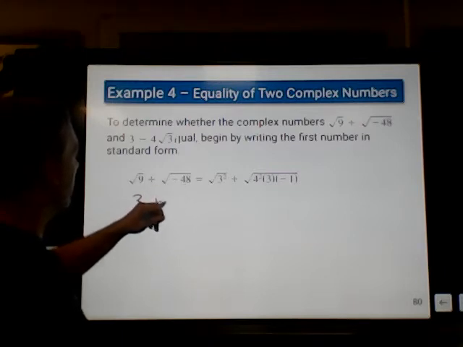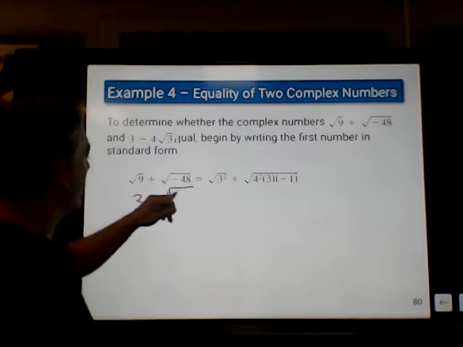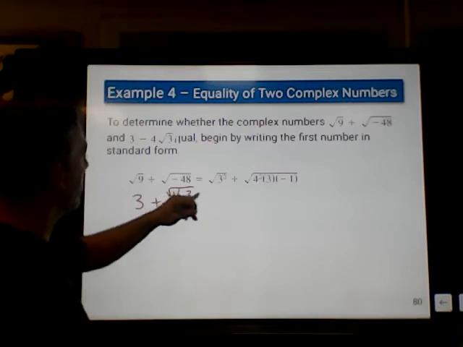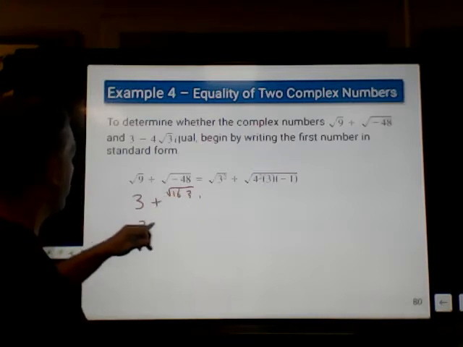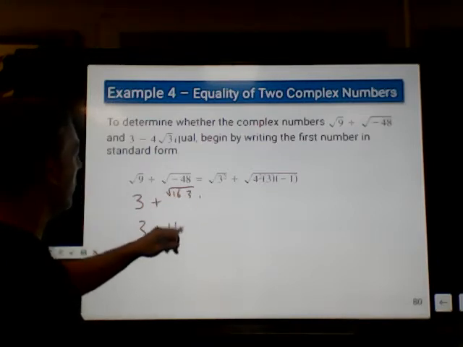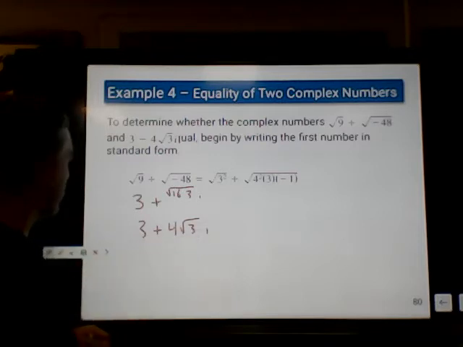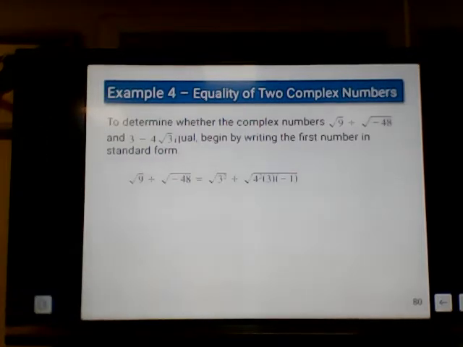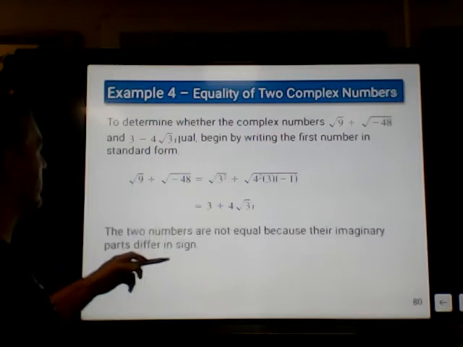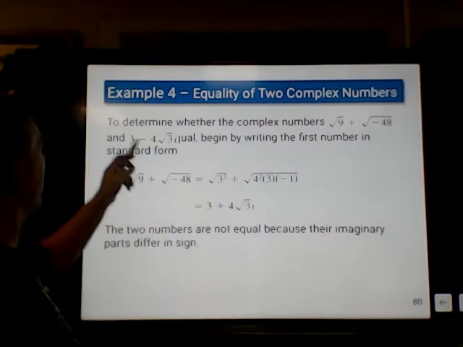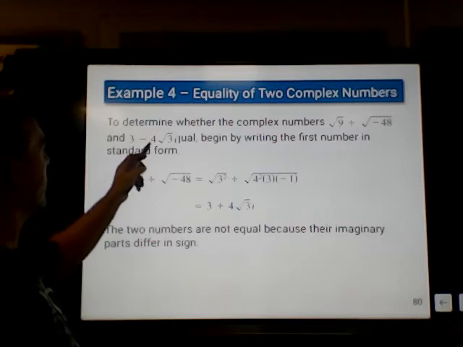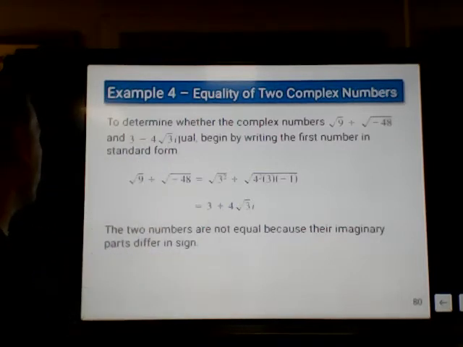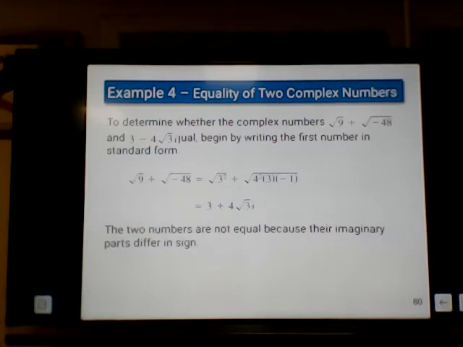This one has a negative, so we know the square root involved is going to be 16 times 3 with i. So what's the square root of 16? 4, then the 3, and then i. And so we want to know if they're equal. So 3 plus 4 square root of 3i and 3 minus 4 square root of 3i are not equal because they have different signs.